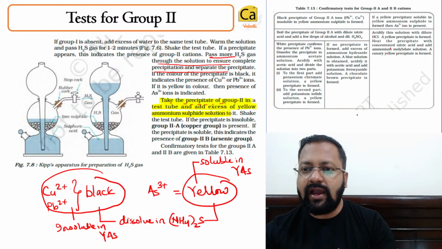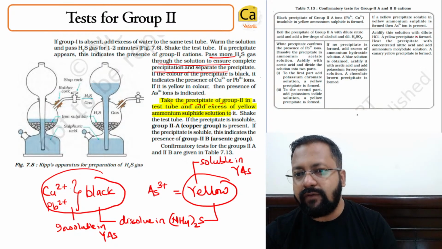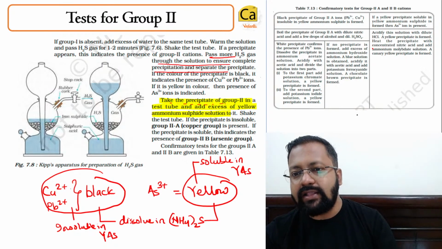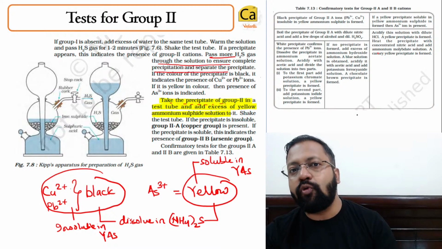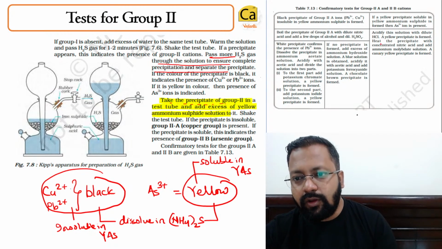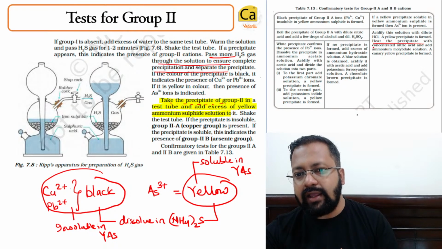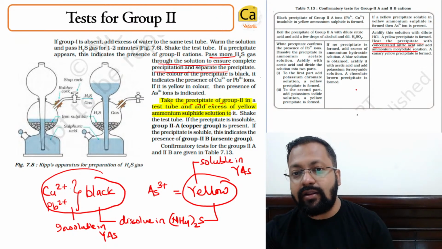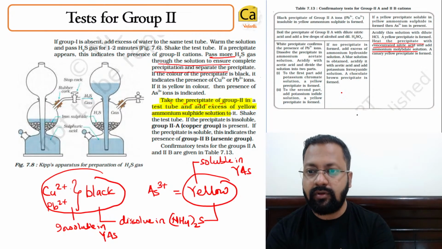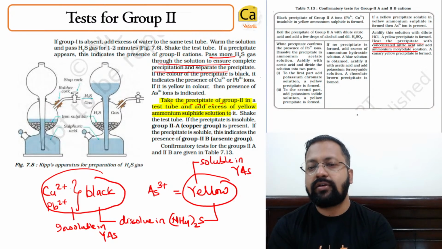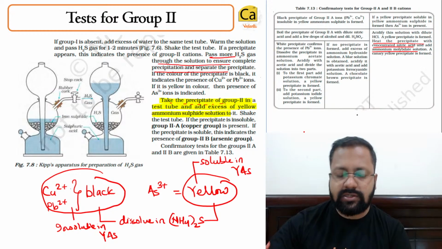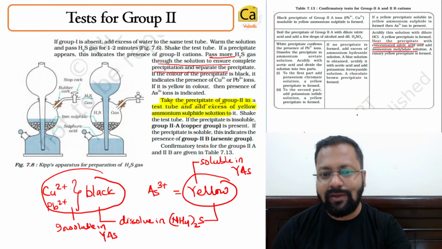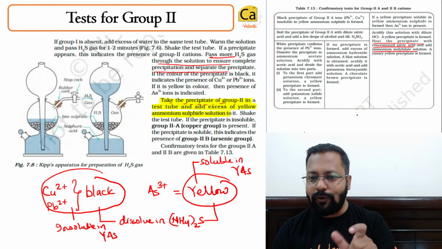But arsenic के लिए अलग से आपको टेस्ट करना है, so what you have to do is add concentrated nitric acid and ammonium molybdate. Heat it. What you would obtain is a canary yellow precipitate. Clear? So let me just describe how we are doing this.